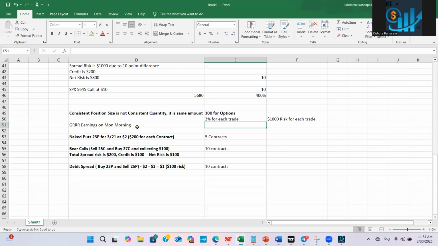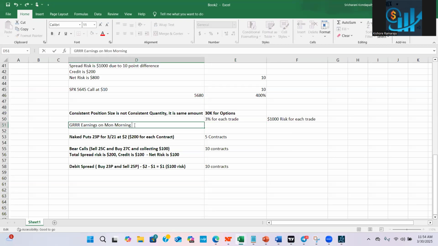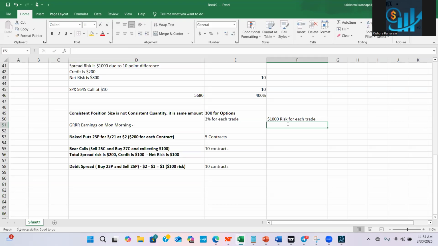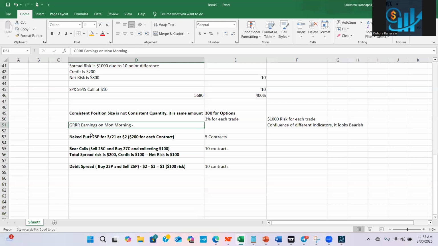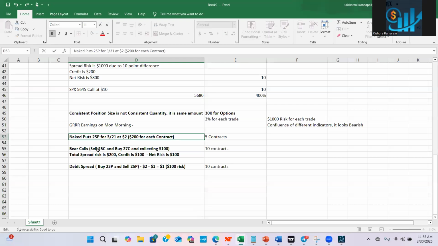So first thing is to understand what the direction is. Based on the confluence of different indicators, it looks bearish. Whenever it looks bearish, one thing we can do is buy naked puts. For example, now the stock is around $25. What we can do is go and buy naked puts, the GRR 25 put for the coming Friday.